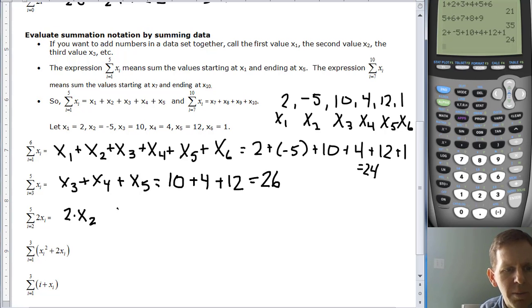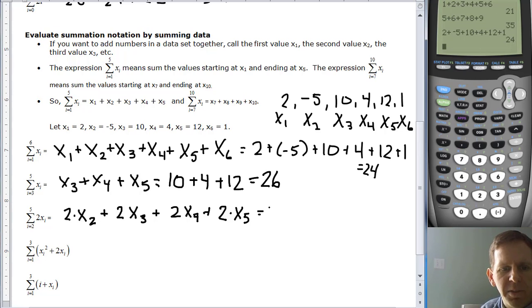Then we're going to rewrite the same expression, but we're going to replace this I with a 3. And we're going to do this until we get to 5. That's the last number on the top of our sigma. And then we're going to add these together. Sigma means whatever you get for these values, add them together when you're done.